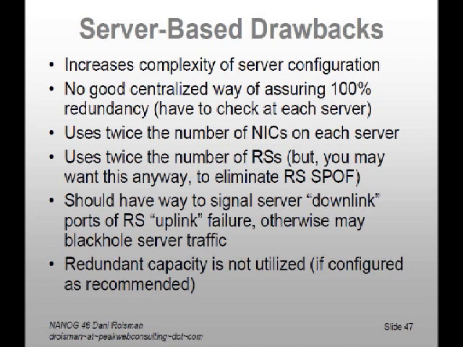Of course, this burns 2 NICs per server, so you need twice as many NICs on the server. If you have an environment where you have a front-end NIC and a back-end NIC, well, now you have to add 2 more NICs for dual front-end and dual back-end. You're going to want to have a way to signal the servers if the uplink from the rack switch failed. And redundant capacity: if you configure the way I recommended, which is active backup, your server is only sending traffic on one NIC and one rack switch. So you have this extra rack switch which just isn't being utilized that you paid for.